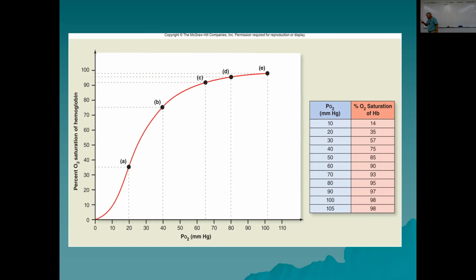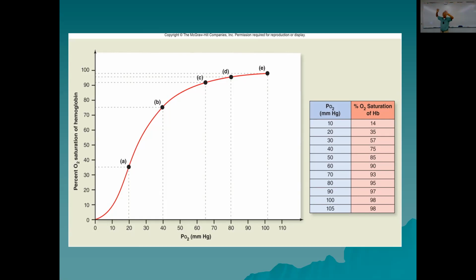Now remember what the PO2 was in the systemic tissues. It was 40 millimeters of mercury. We'll go down to 40 on the x-axis, go up and hit that line at B, go across, what do you get? 75%. So this is what I was saying. Hemoglobin is going to get rid of 25% of the oxygen it's carrying and give it to the systemic tissues. And then when it goes back to the lungs, it's still 75% saturated.